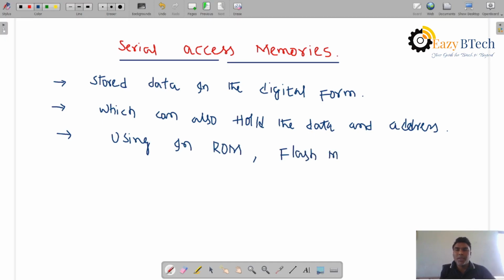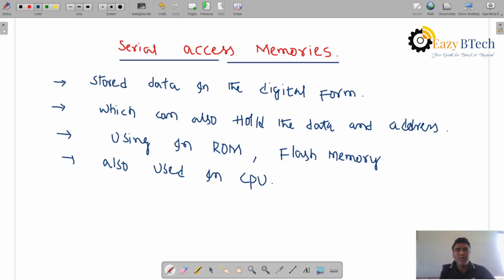Okay, flash memory. It is a permanent data storage. If the power is off, the data will not be lost. Flash memory is also used in CPU. These are the applications and definition of a serial access memory. So, stored data in digital form, which can also hold data and address, is used in read-only memory, and also in flash memory and CPU.